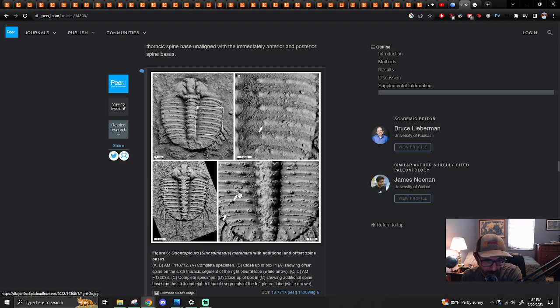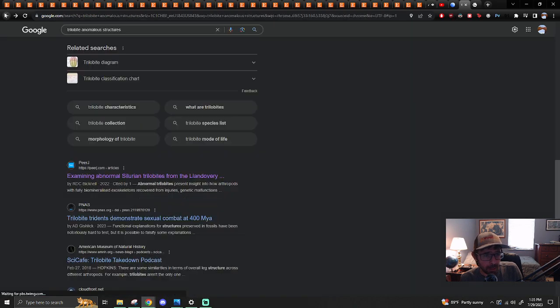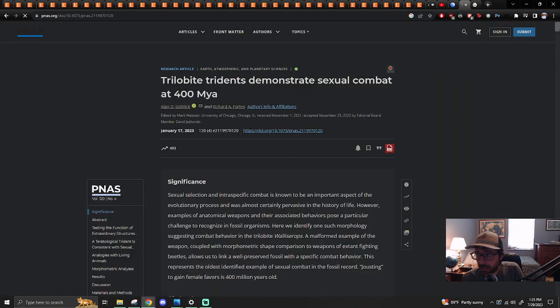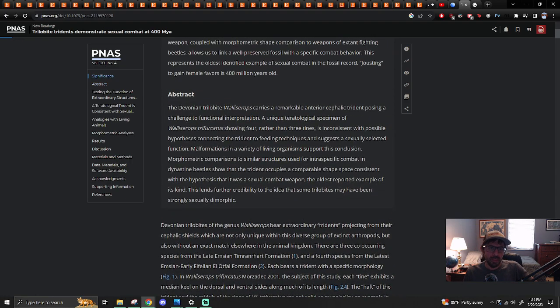Oh, they found an extra little mound there. Just an extra mound. Don't worry about it, Cass. What? That's just what these creatures do. They just do what they want. They don't care. They're like honey badgers. They don't give a shit. Sexual combat, huh? That's kind of funny.